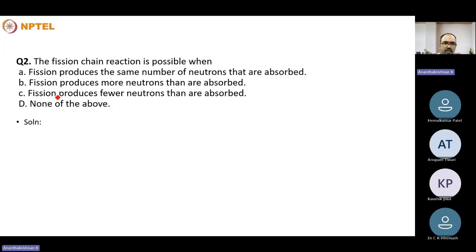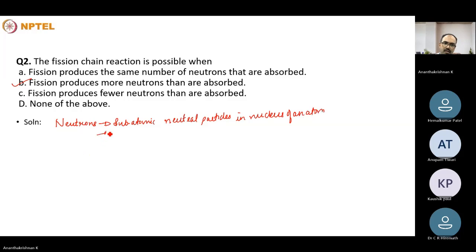So I'll try to note it down. The answer to this problem is fission produces more neutrons than are absorbed. Neutrons are basically subatomic neutral particles in the nucleus of an atom. They have a mass slightly greater than the protons.